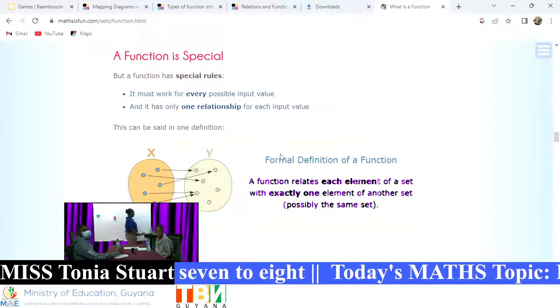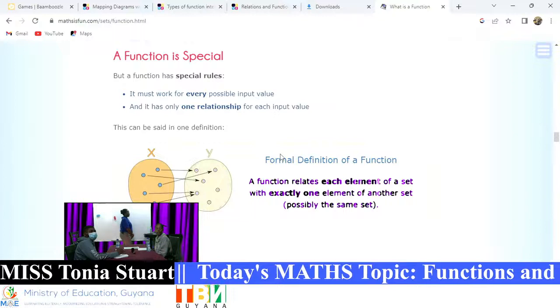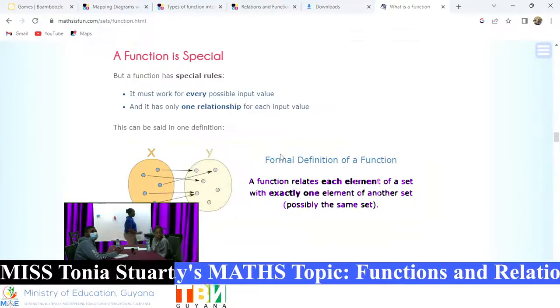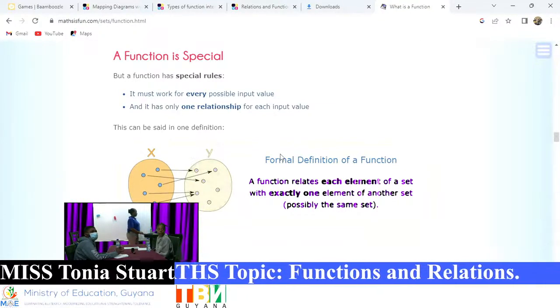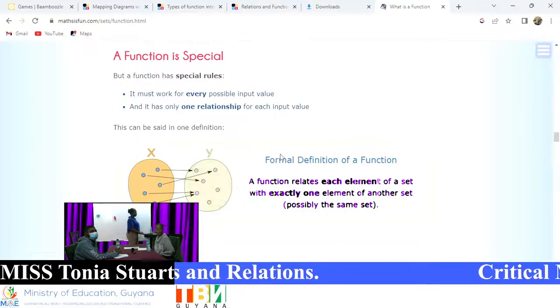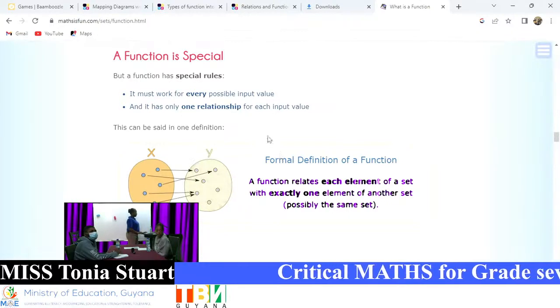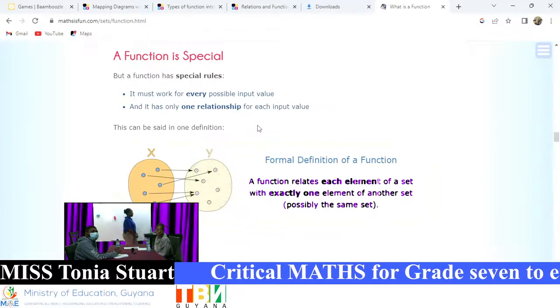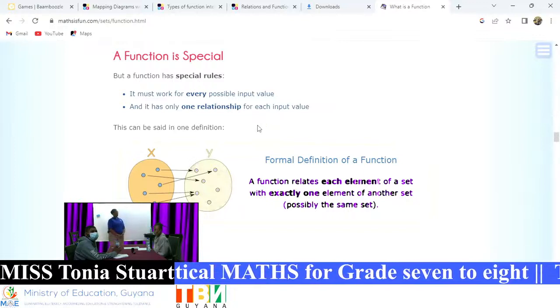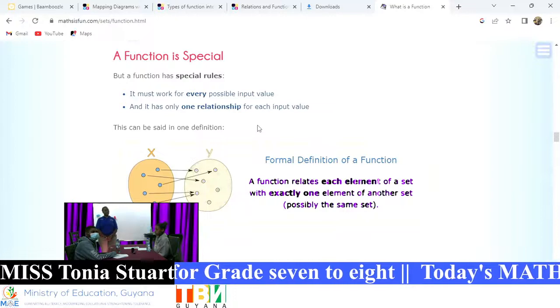Aliyah, you will start to read. A function has special rules. It must work for every possible input value, and it has only one relationship for each input value. Continue. This can be said in one definition. Formal definition of a function. A function relates each element of a set with exactly one element of another set, possibly the same set.